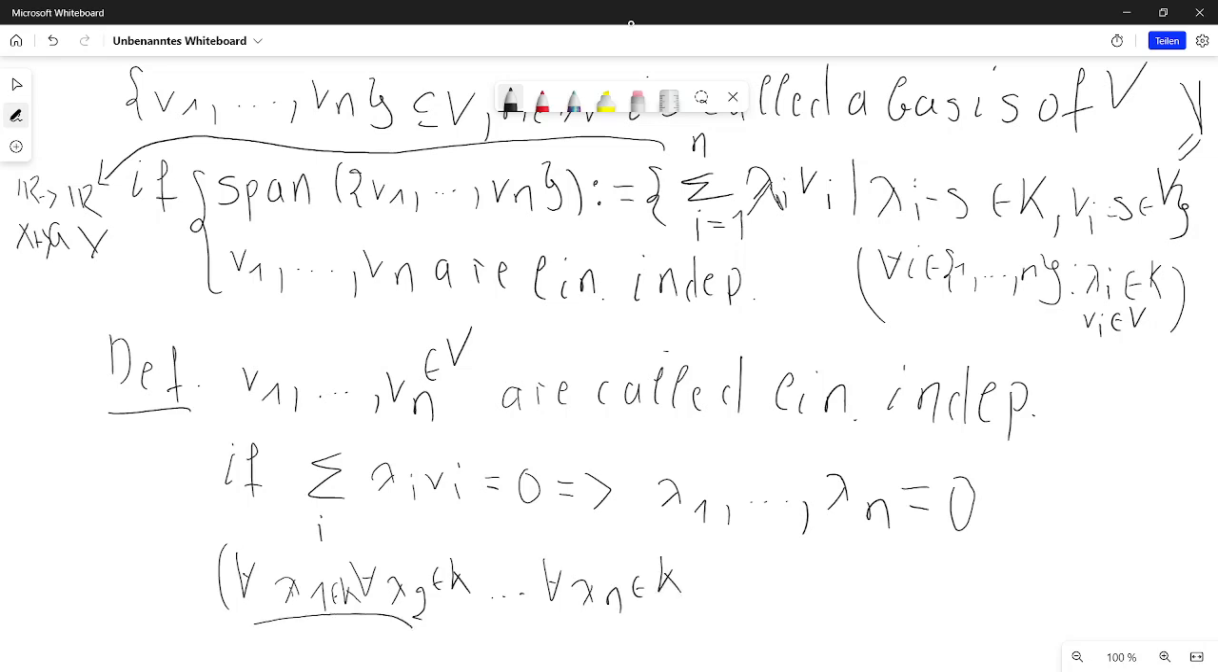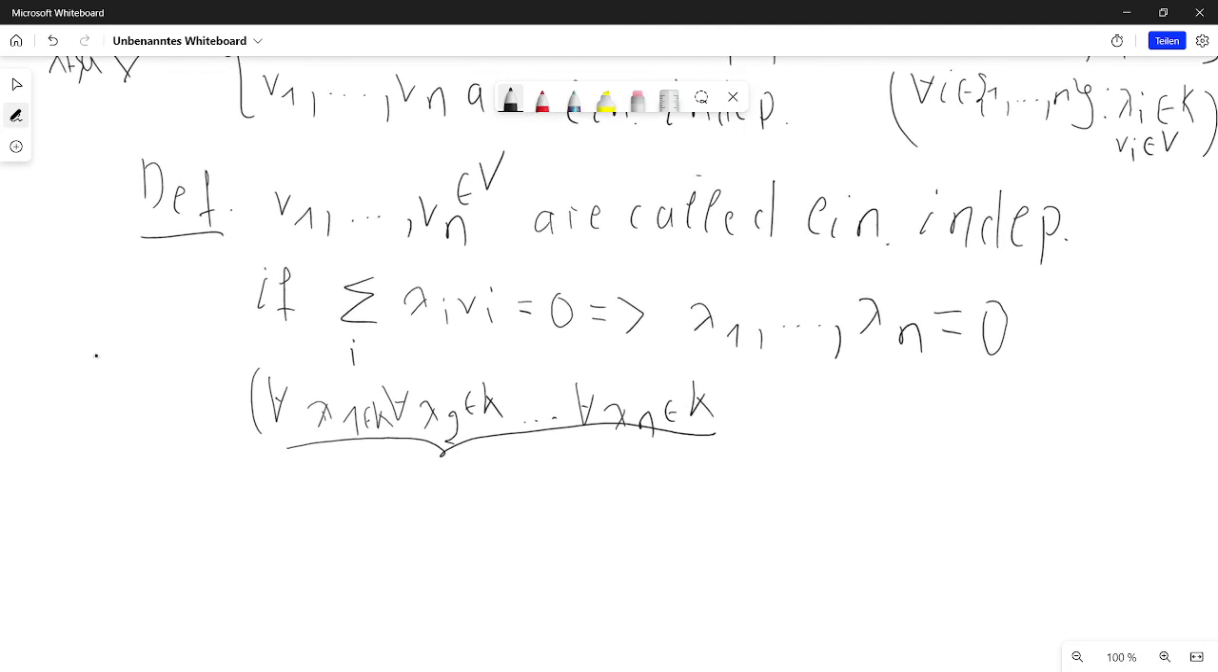This, of course, will always be shortened when it is objects from the same structure. It's totally clear what is meant, right? This will always be shortened to for lambda_1 to lambda_n in K, or almost always at least. What exactly? Well, exactly that: it holds that this being equal to 0 implies that our choice was already 0.